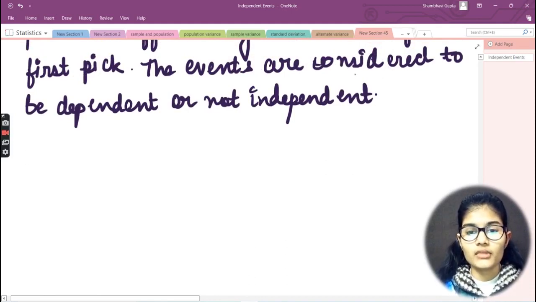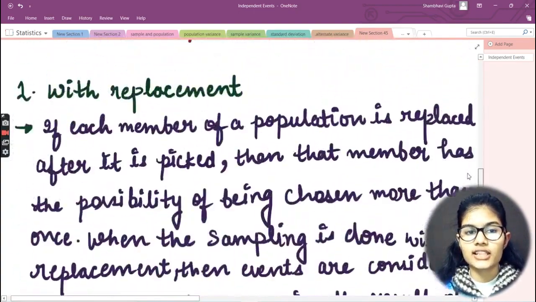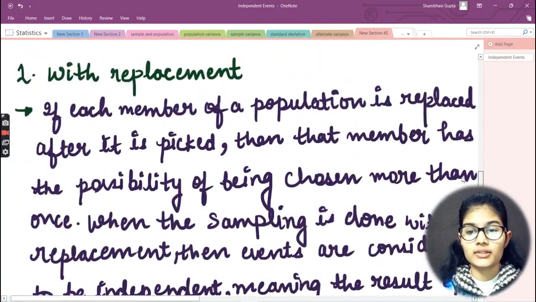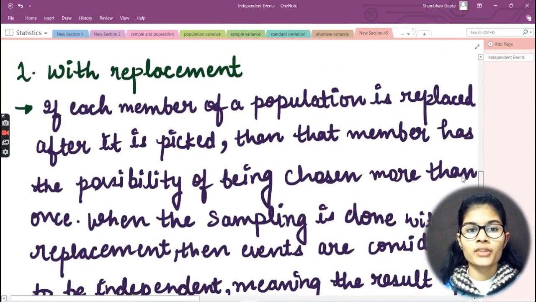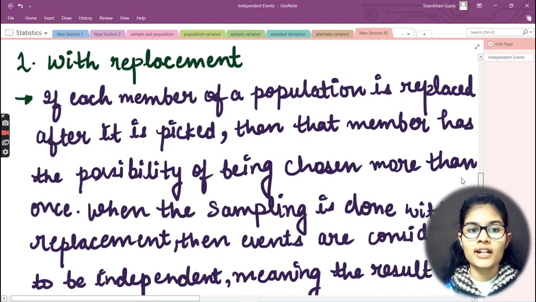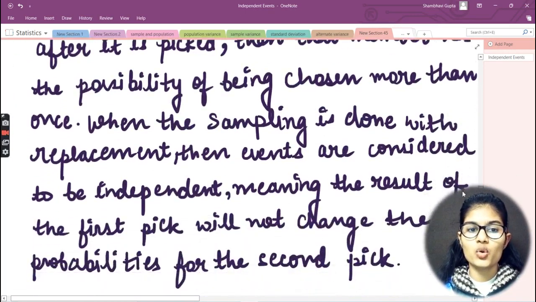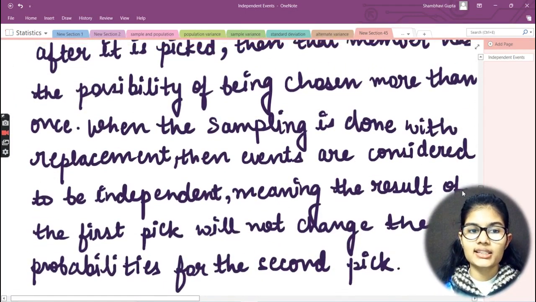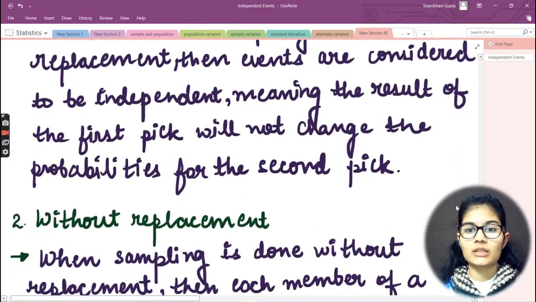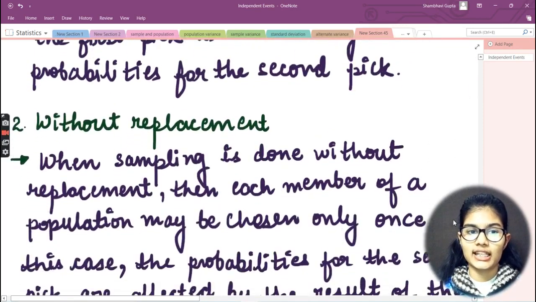Right, so this is what it was about: for sampling we have two things, with replacement and without replacement. Let's once again get a clear idea of what happens in both of these. With replacement, if each member of a population is replaced after it is picked, then that member has the possibility of being chosen more than once. So when sampling is done with replacement, events are considered to be independent. It means that the result of the first pick will not change the probabilities for the second pick.